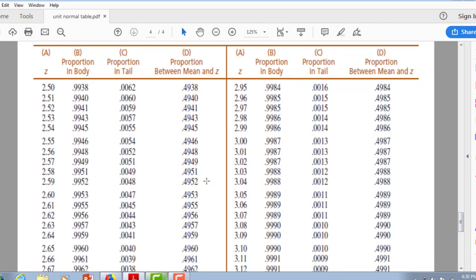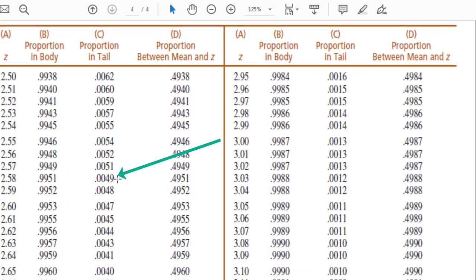On 2.58, look up column C, we find that there is 0.0049. Now, if we were to multiply that by 2, we would end up with something very close to 0.01, okay, which represents the 1% probability of obtaining values that are extremely unlikely if the null hypothesis is true.